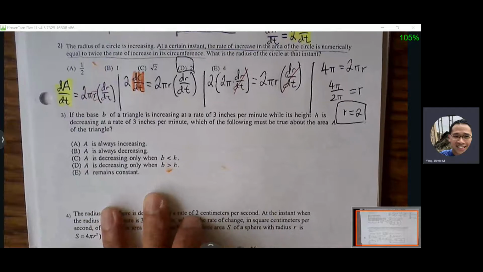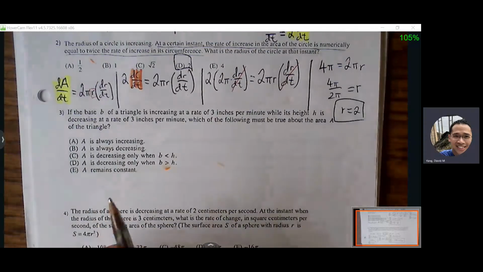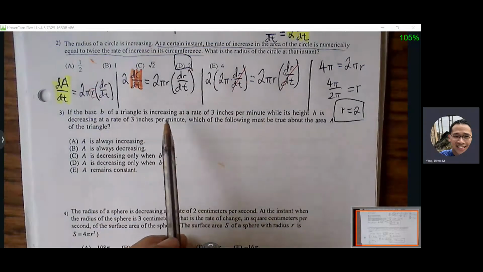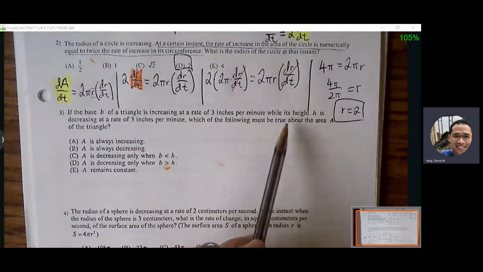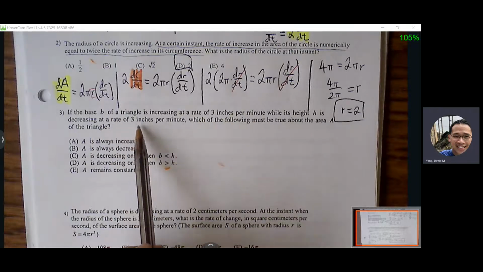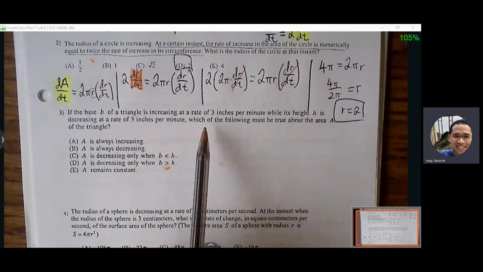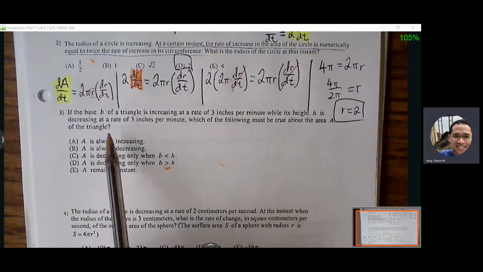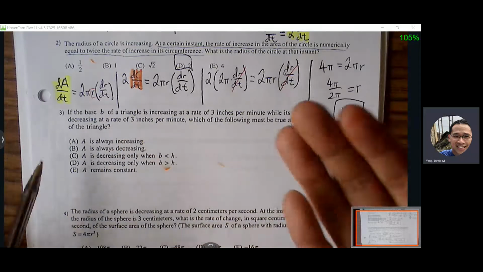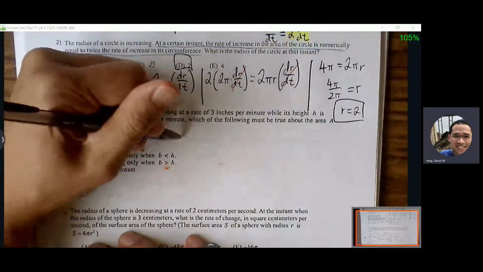Okay, number 3. If the base of a triangle is increasing at a rate of 3 inches per minute, while its height is decreasing at a rate of 3 inches per minute, which of the following must be true about the area of the triangle? Okay. Let's go ahead and build the area of a triangle first.